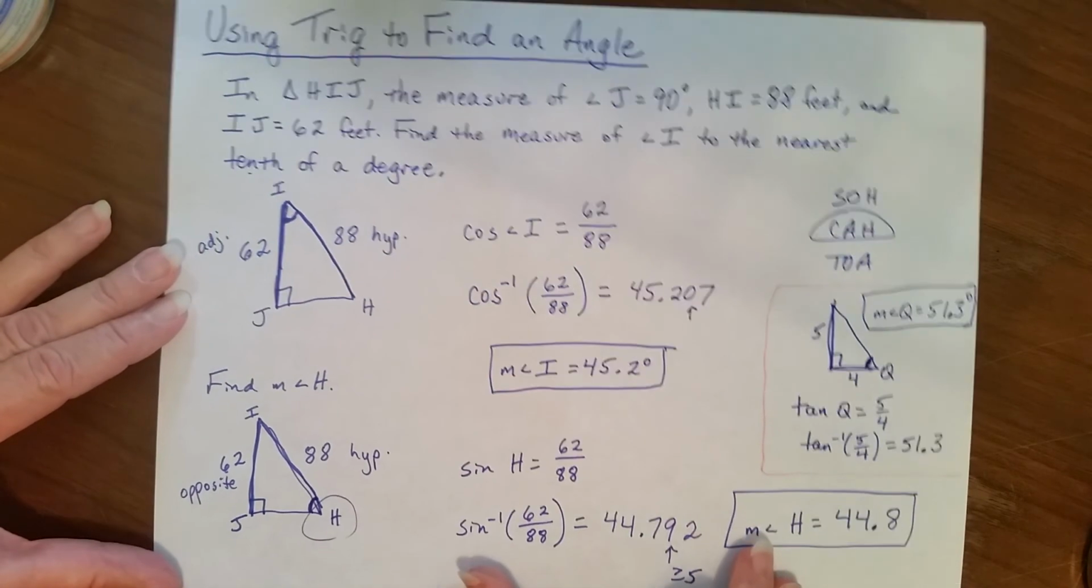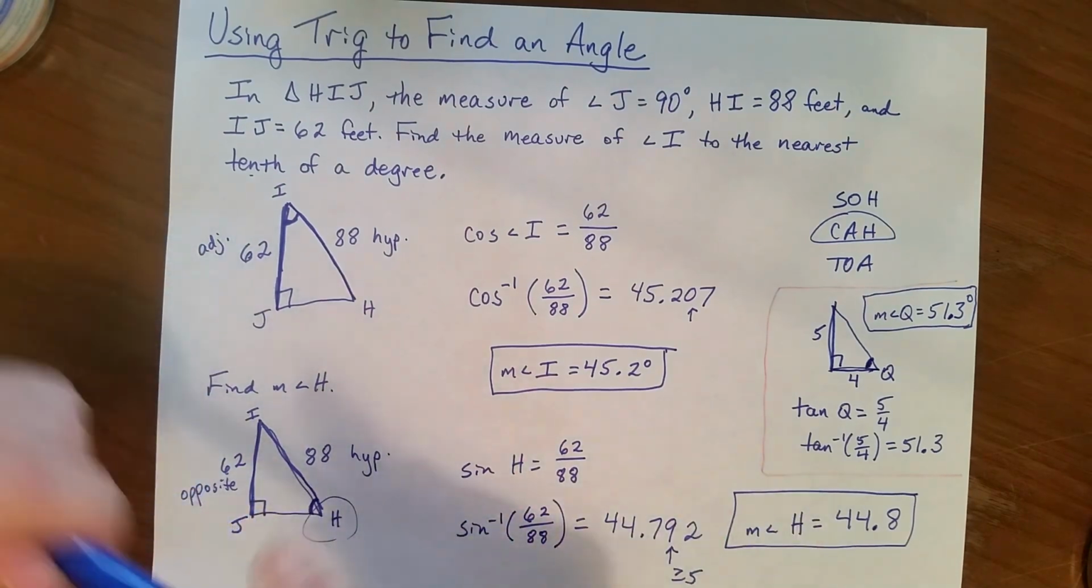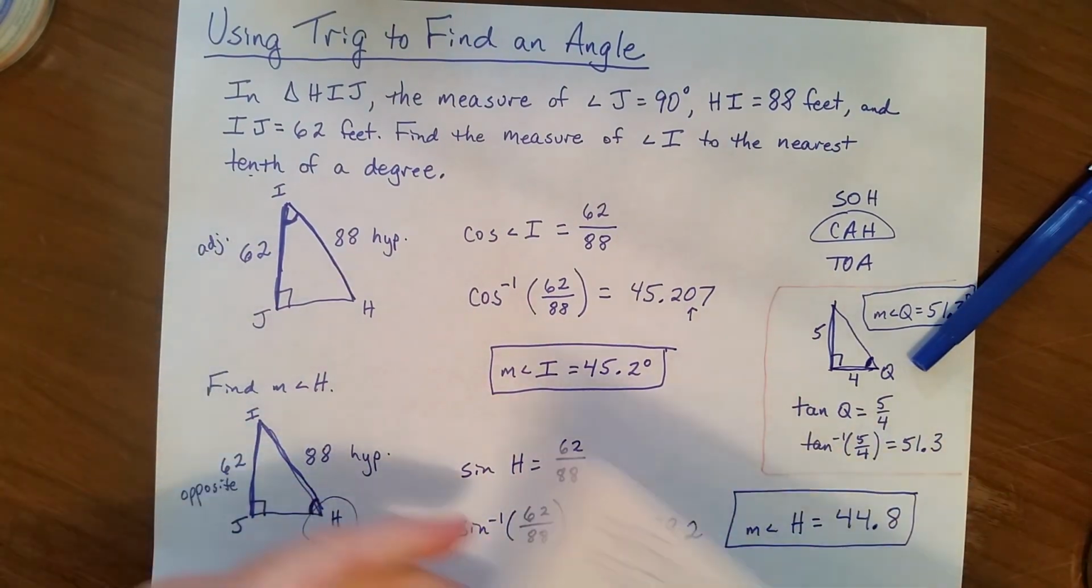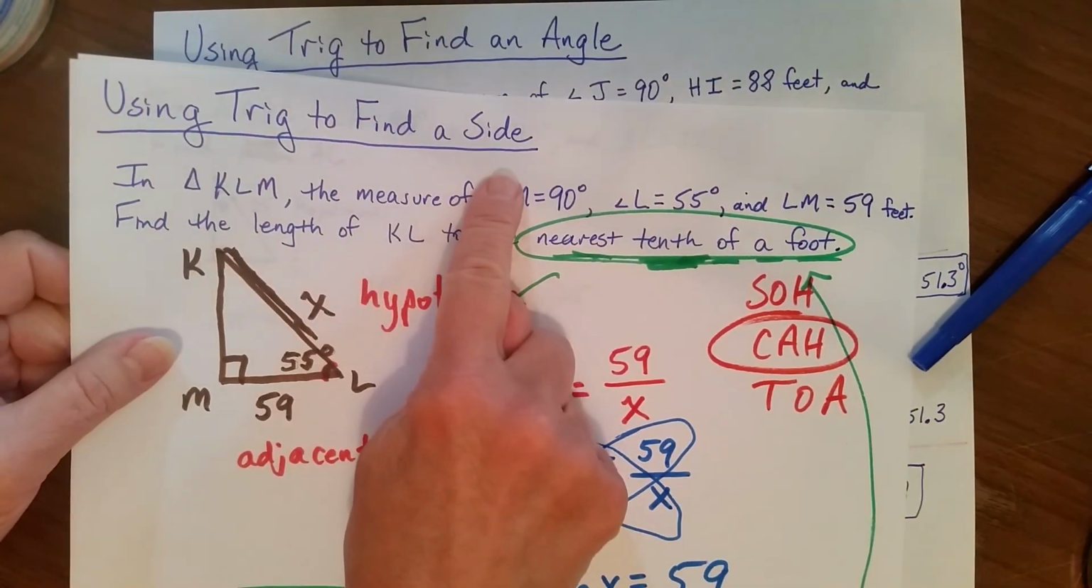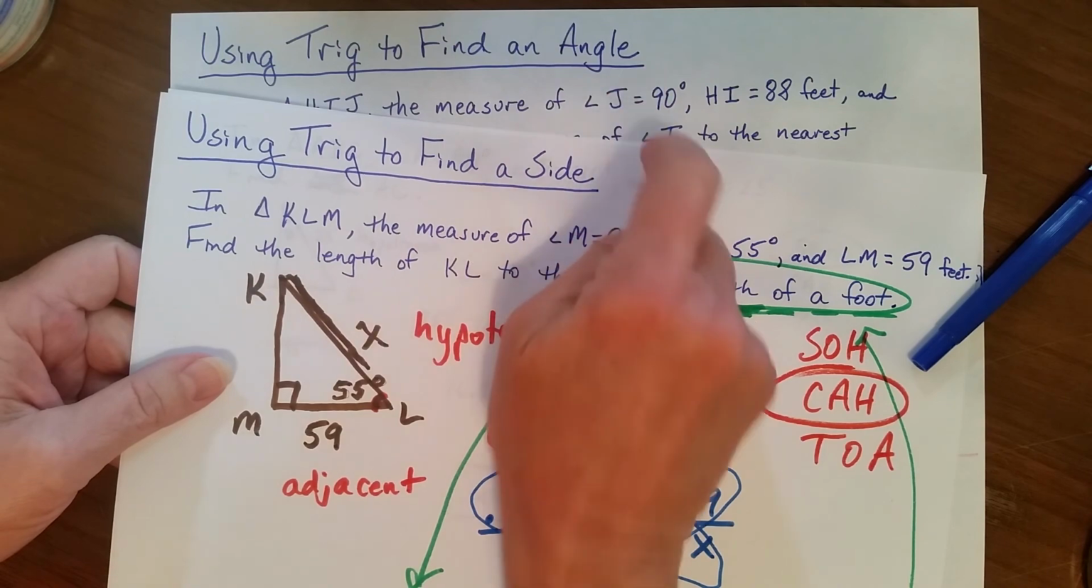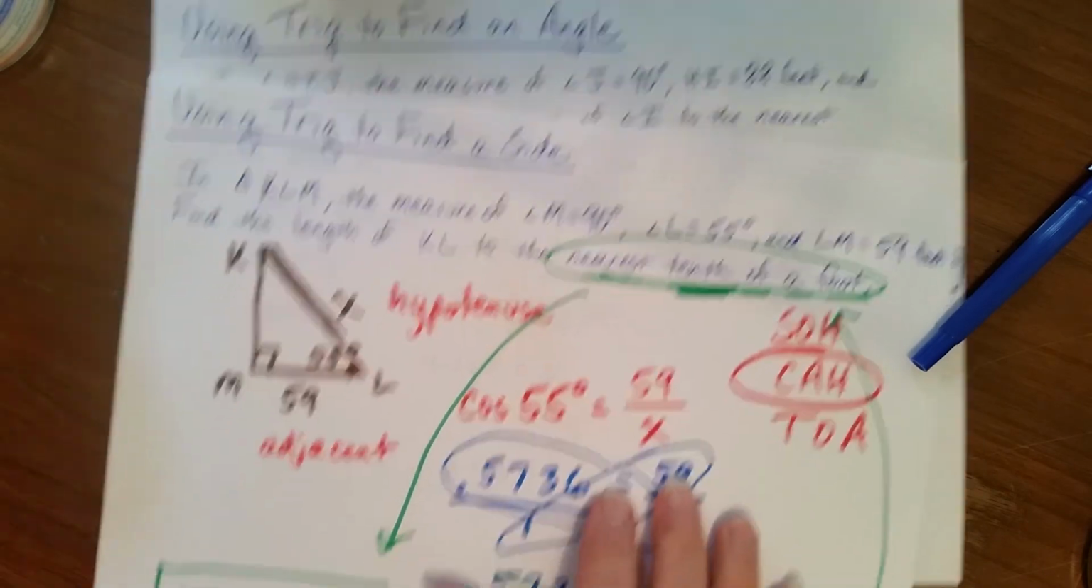Okay, that is it, everybody. You're going to use trig to find a side, and you're going to use trig to find an angle. So that's what you're going to try in Delta Math today.